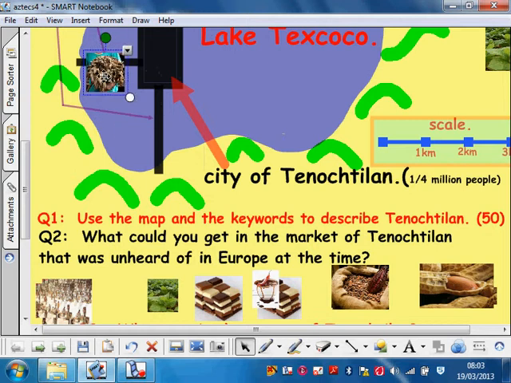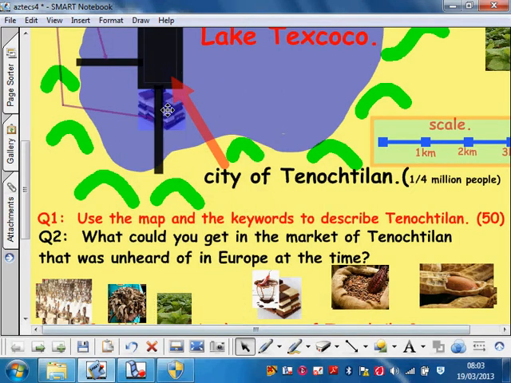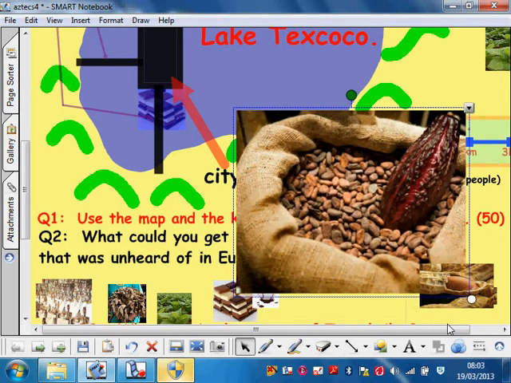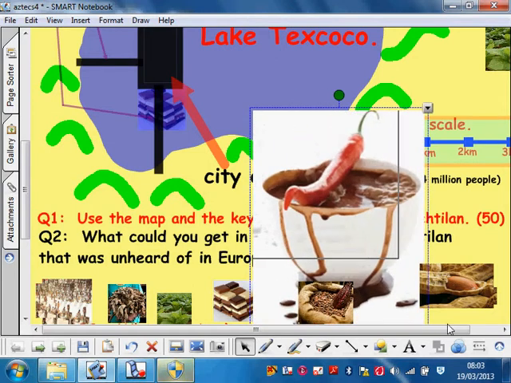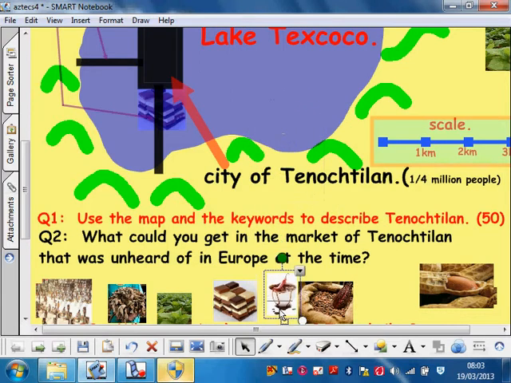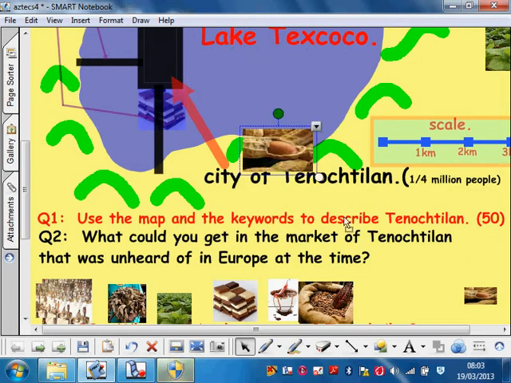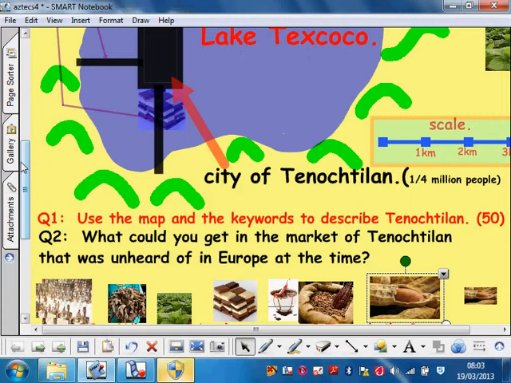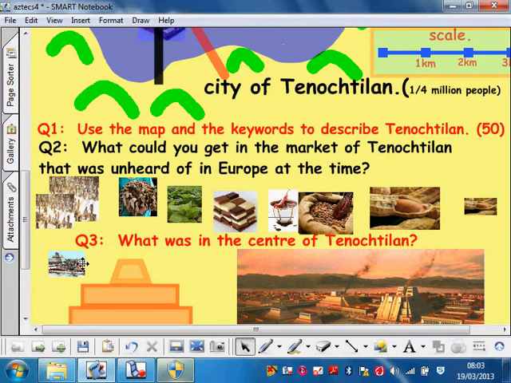That is tobacco. The Aztecs smoked. At this point, tobacco was unheard of in Europe. That's tobacco when it's growing. When you pick it, it dries to that. The Aztecs had chocolate. Obviously it didn't look like that. They had the cocoa bean, and they used it to make a drink. They had peanuts, again completely unknown in Europe at the time. Tobacco, chili, chocolate, peanuts. All these things were unheard of in Europe at the time.